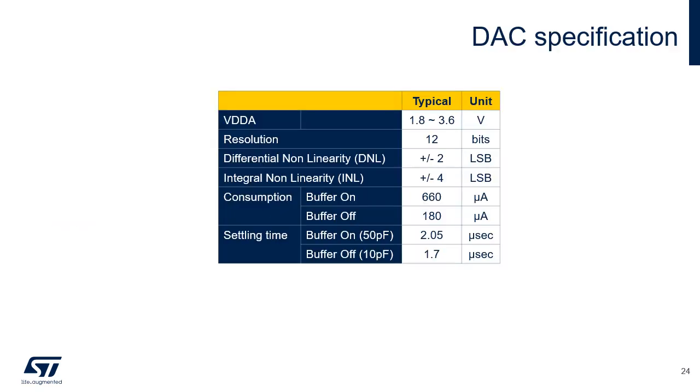This table shows the typical characteristics of the STM32H5's DAC. The STM32H5's DAC can work between 1.8 and 3.6 volts whether the buffer state is on or off. 10-bit monotonicity is guaranteed. By using sample and hold mode, the current consumption can be drastically reduced. The DAC can handle a sampling rate of 1 megasample per second.